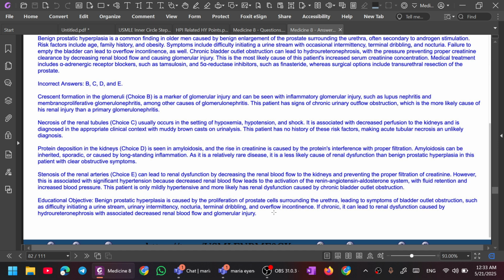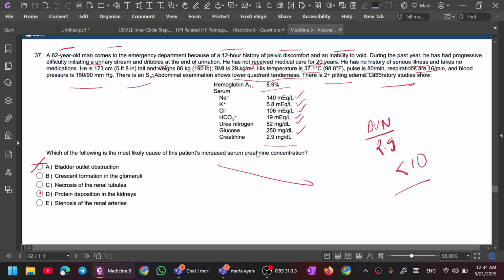Stenosis of the renal arteries can lead to renal dysfunction by decreasing blood flow to the kidneys and preventing proper filtration of creatinine. However, this is associated with significant hypertension because decreased renal blood flow leads to activation of RAS with fluid retention and increased BP. This patient is only mildly hypertensive and more likely has renal dysfunction caused by BPH. Mildly hypertensive. Okay, next.